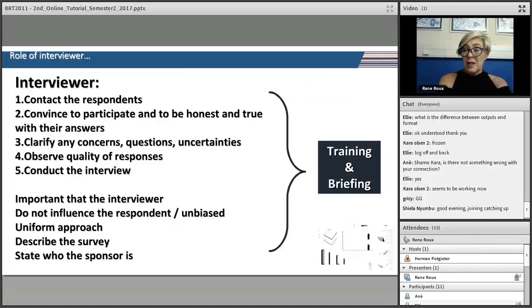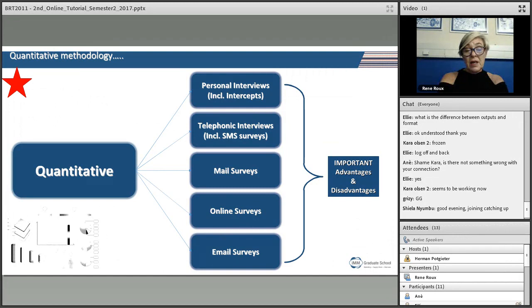They have to observe whether it's quality information or whether this person is talking rubbish. But in that whole process, they still need to be very unbiased. They're not allowed to influence the participant in terms of their questioning or answering. They should also make sure that it's a uniform approach. They cannot, in one interview, ask the question this way, and then in the next interview ask the question in a different way, or swap the order. It needs to be done in a very uniform way. So the interviewer is critical in the success of quantitative research.